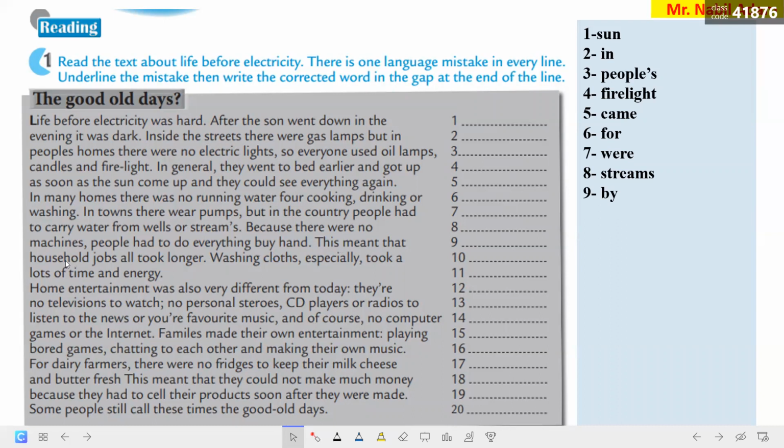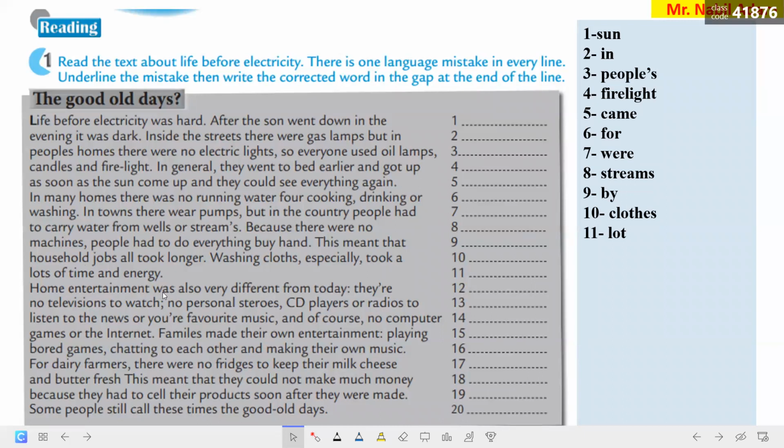This means that household jobs all worked longer. Washing clothes especially took a lot of time and energy. How do I clothes? Clothes, C-L-O-T-H-E-S. Especially took a lot of time. A lot without S, a lot of time, because time is uncountable.